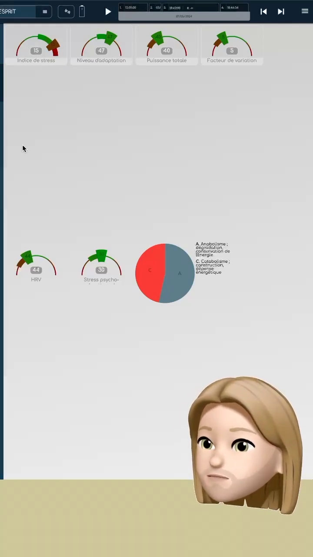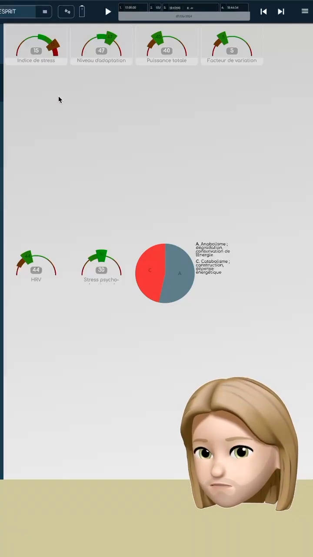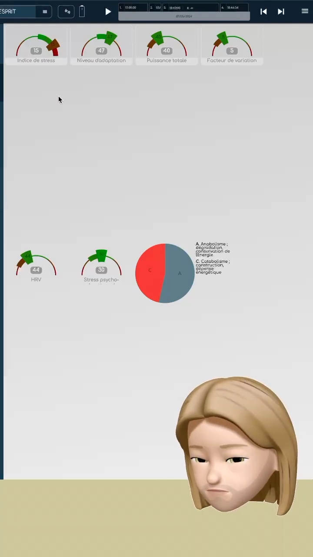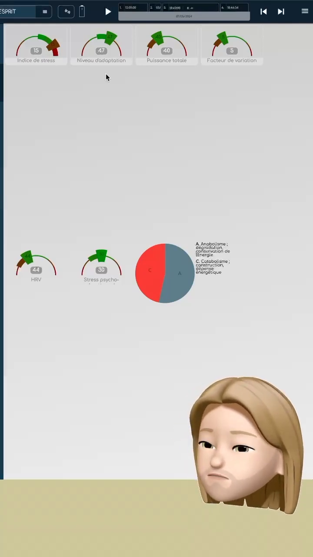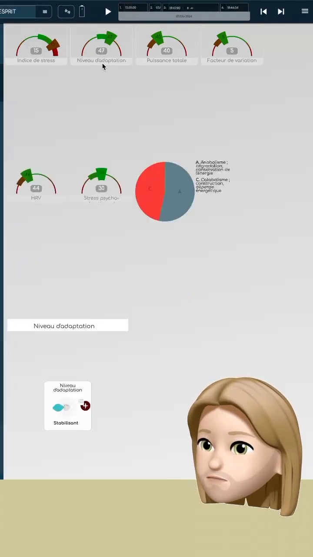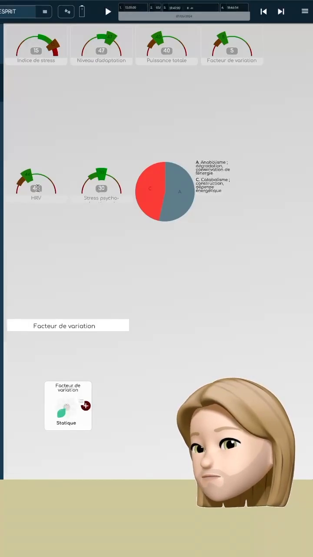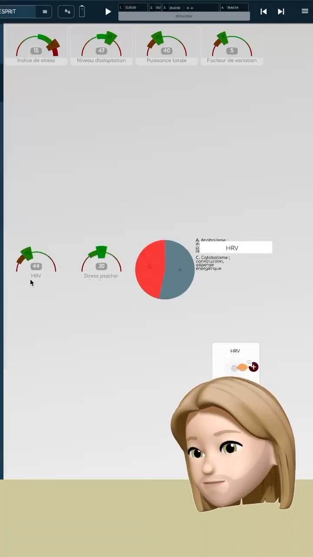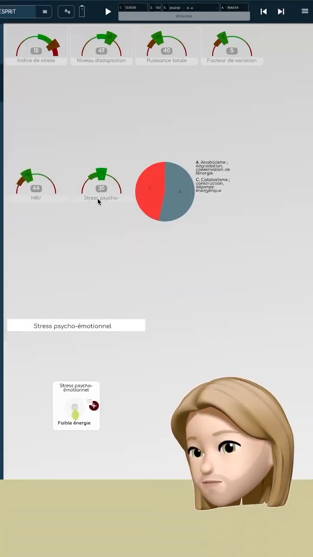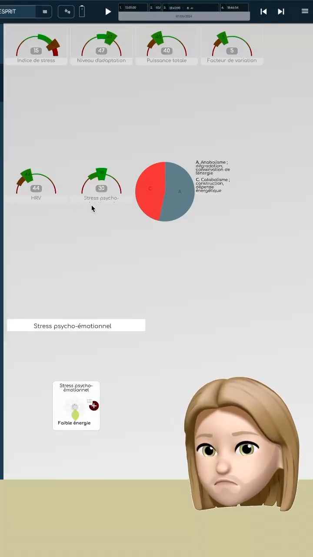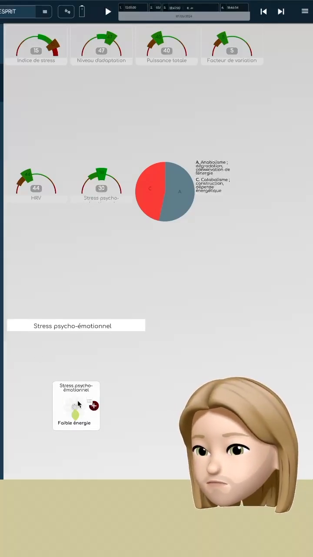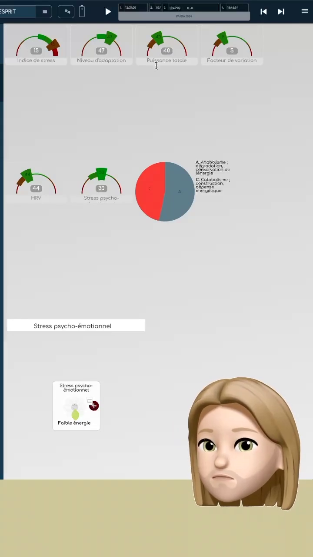The level of adaptation is the same, it's an index developed in Russia. Total power, the variation factor, cardiac variability, which is well known, and psycho-emotional stress. So all these things are relatively well known. Here they are displayed as cursors, but you can also choose to display them below as usual in the form of flower and quality notes.